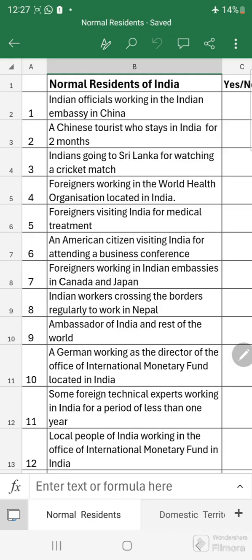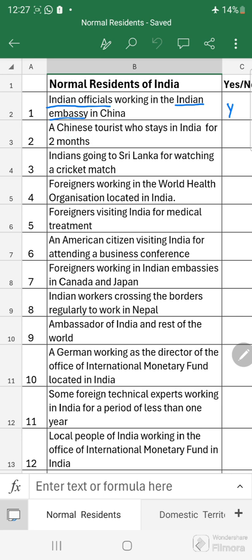Now we'll be doing a small exercise to understand the concept of normal resident in a much better way, so that even if any doubts remain after having understood the definition and exceptions, they should hopefully get removed. So the first one which we are talking about is Indian officials working in Indian embassy in China. See, Indian officials, and we are talking about Indian embassy in China. They will be considered as normal residents of India, as we have learned in the exception category.